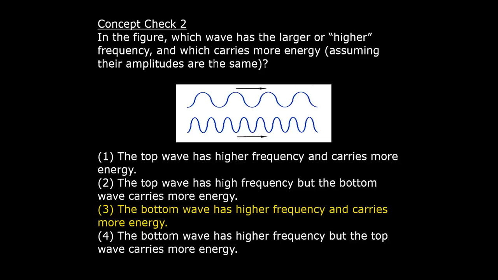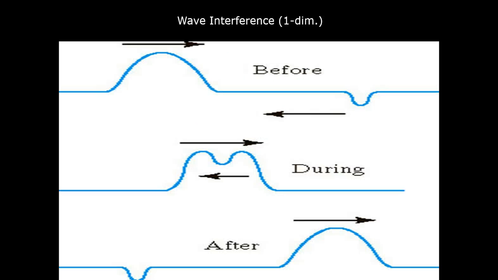So let's talk about that some more, this ability to pass through each other. We'll start off with one-dimensional waves. Keep it easy. So here's a one-dimensional wave. It just moves in one dimension, right? So look where it says the before. We have a pulse with large amplitude moving to the right. We have a pulse with small amplitude, negative, moving to the left. You can see that they interfere. So it kind of looks like a big hump with a little hump, right?